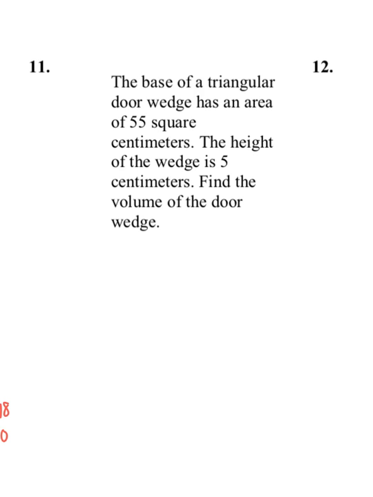So in number 11, here's what it says. It says, the base of a triangular door wedge, this is your hint that it's a triangular prism, has an area of 55 square centimeters. The height of the wedge is 5 centimeters. Find the volume of the door wedge. Okay, so I have volume is big B times H because it's a triangular door wedge.